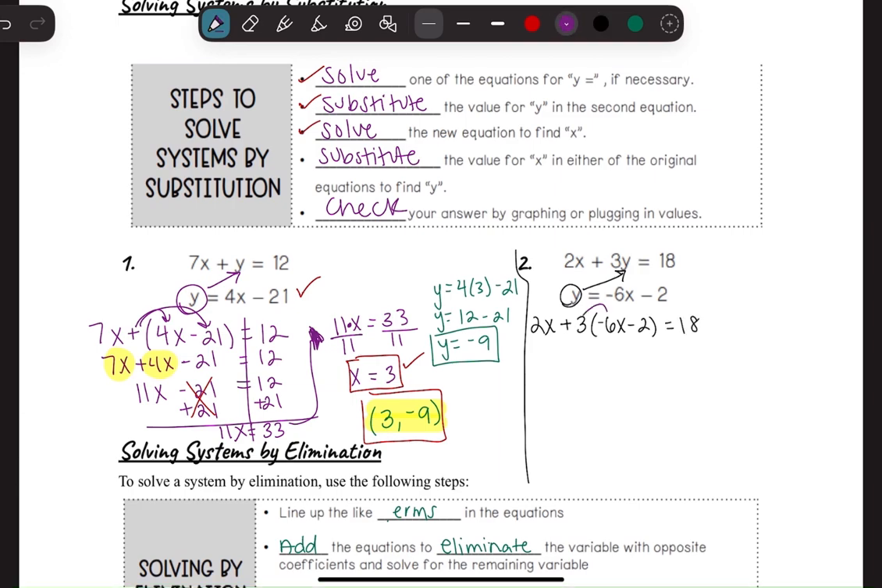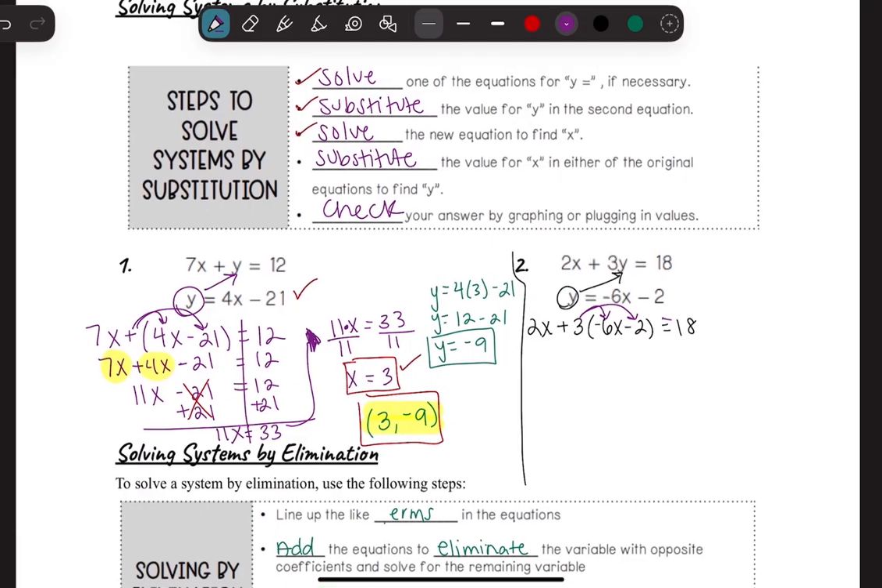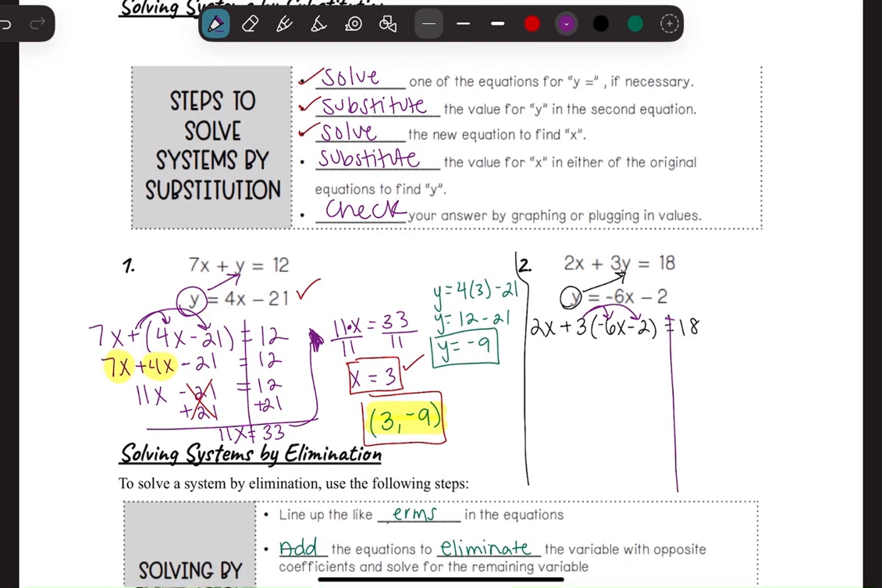We distribute the 3 to everything inside the parentheses. So I have 2x, because I didn't do anything with that. And then 3 times negative 6 is negative 18x. 3 times negative 2 is a negative 6 equals 18. The two terms that I can combine here are 2x and negative 18x, which makes negative 16x minus 6 equals 18.